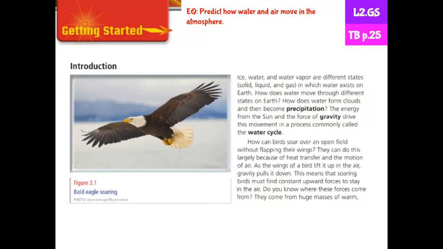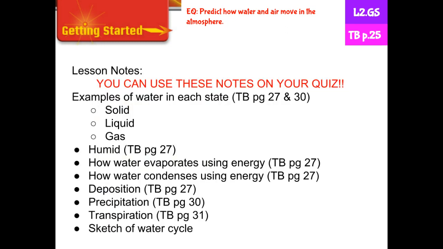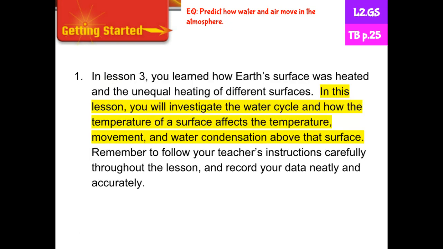The introduction today is going to introduce you to lesson 3, and lesson 3 is all about how water and air move in the atmosphere. So we're going to be talking about cloud formation, the water cycle, and we're also going to be talking about air masses. In this lesson, you'll be using some vocab, and make sure those are on your green tab page.